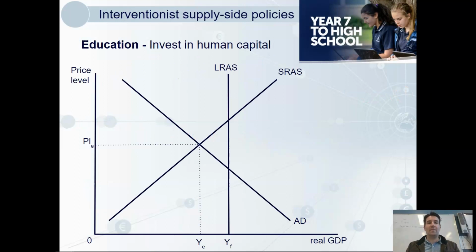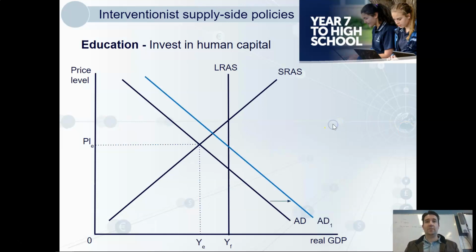One way that interventionist supply-side policies are used is to invest in human capital. An example of that is increased investment in education, such as has occurred in South Australia with the shift of Year 7 to high school. That increases the potential of the economy. On an ADAS diagram, we see all three curves shift to the right.